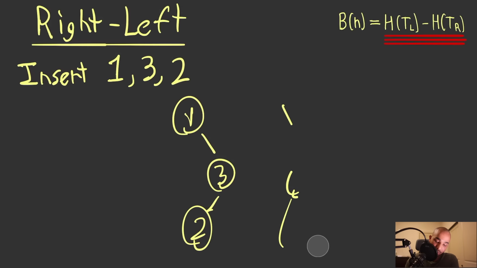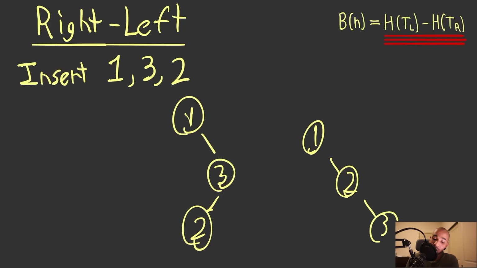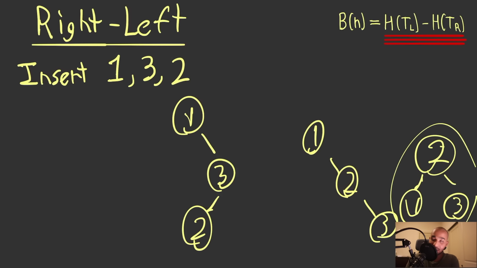We're first going to do the right rotation. So it's going to become 1, 2, 3. And then we're going to do a left rotation. So it becomes 2, 1, 3. And then that is an AVL tree.